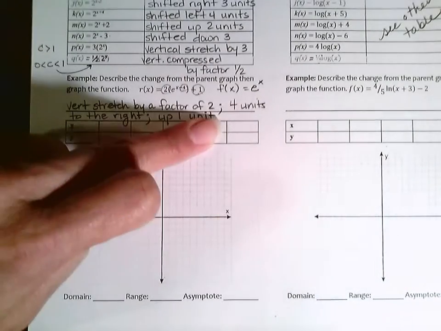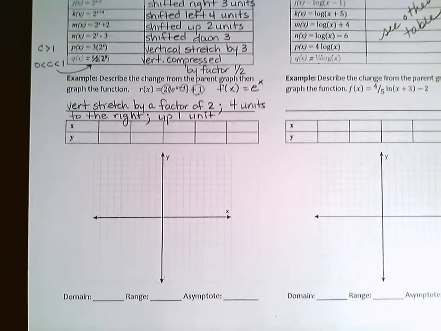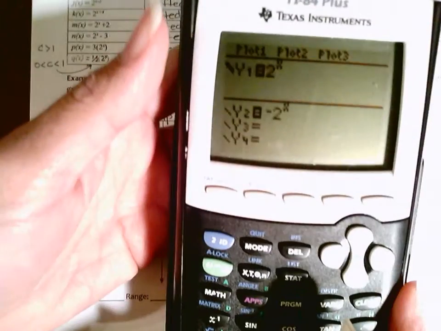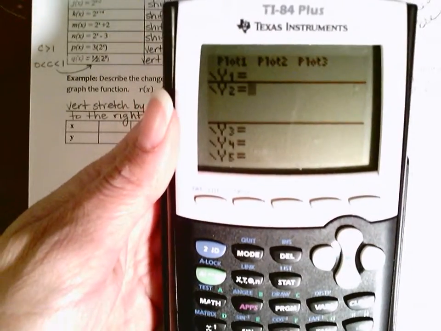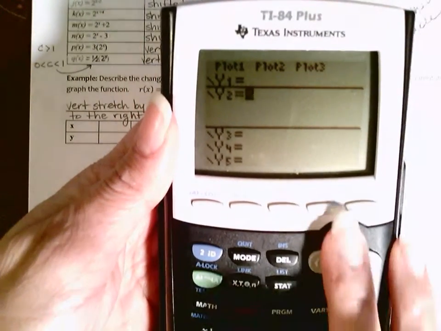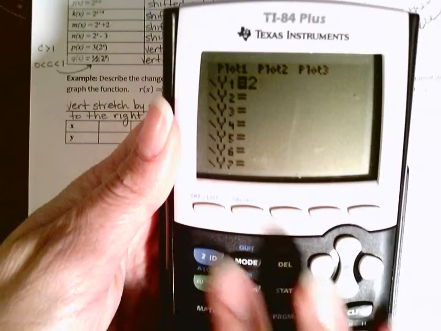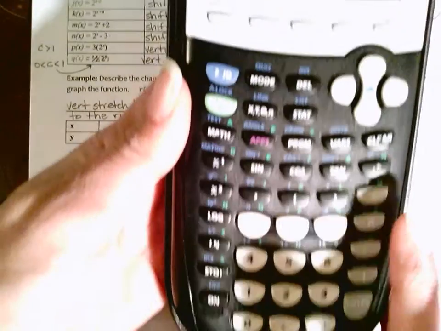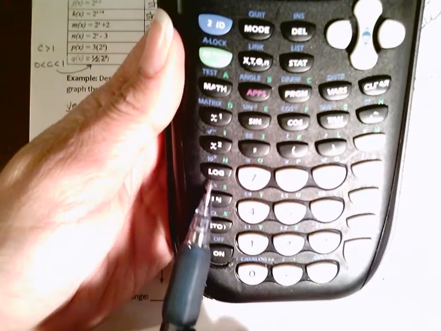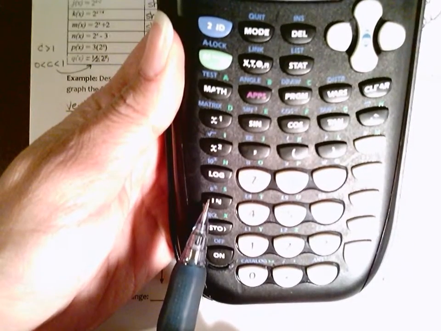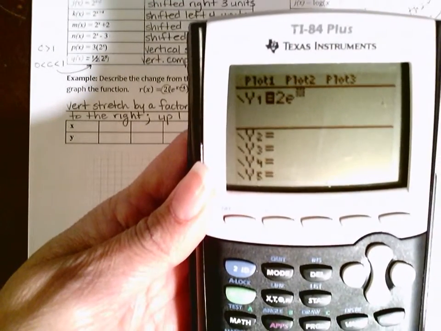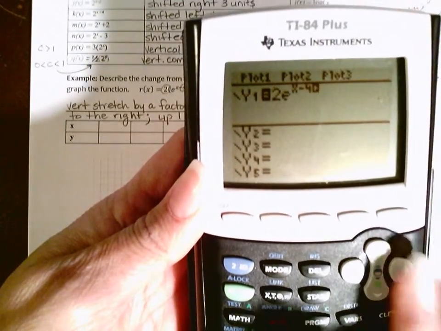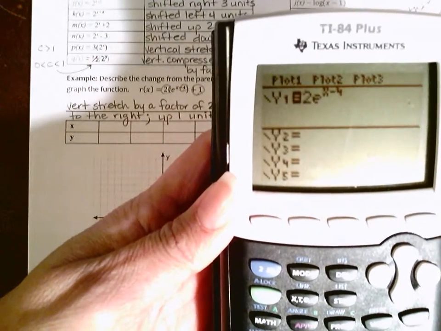As far as our table, those are just your choices of what you're going to choose. So I'm going to erase this, what we have, and I'm going to enter the function that we have. So 2, let me go back up here, 2 times e. By the way, if you're looking to know where e is, it's right above ln, so it's in blue. Okay? So 2 e to the x minus 4. And I'm going to arrow out to get out of that, and then it's plus 1.